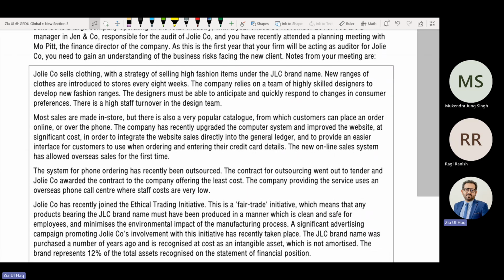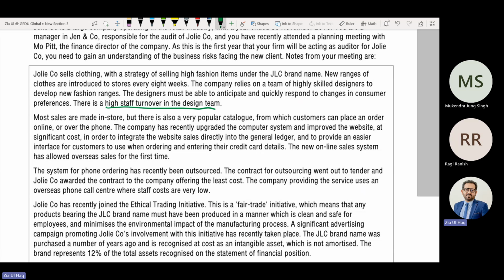Jolly Company sells clothing with a strategy of selling high fashion items under the JLC brand name. New ranges of clothes are introduced to stores every 8 weeks. The company relies on a team of highly skilled designers to develop new fashion ranges. The designers must be able to anticipate and quickly respond to changes in consumer fashion preferences. There is a high staff turnover in the design team.